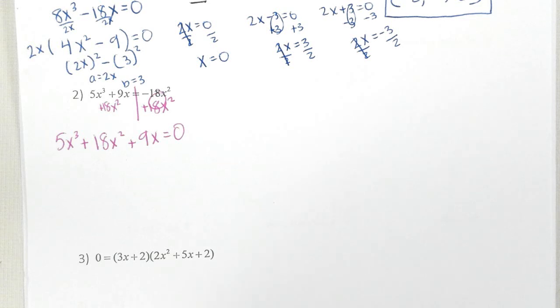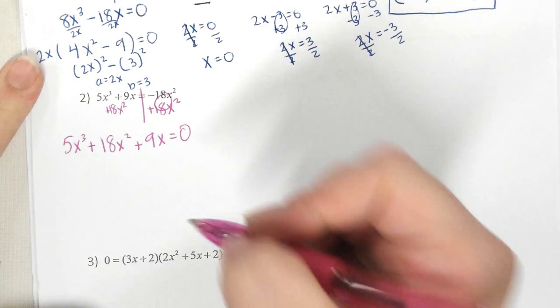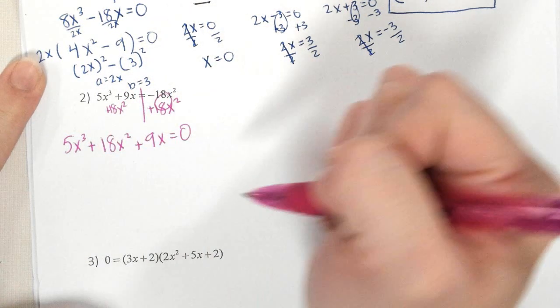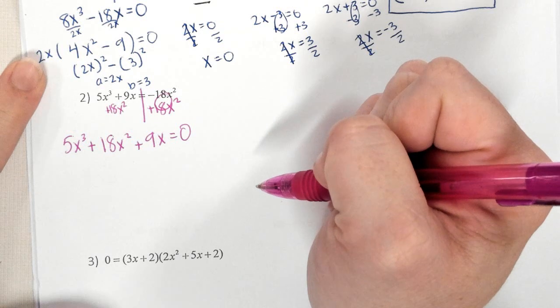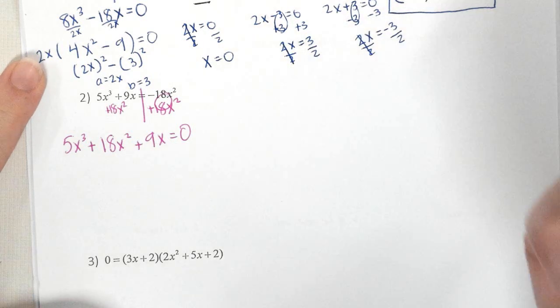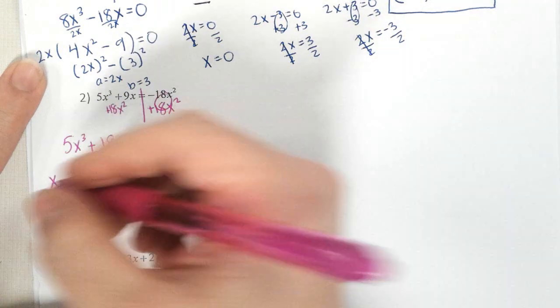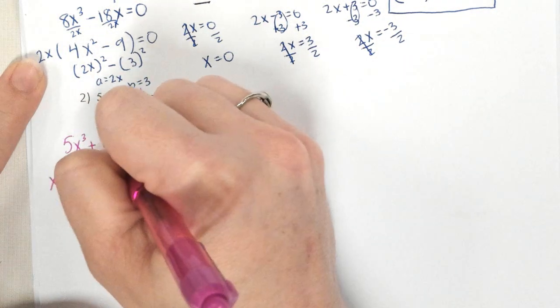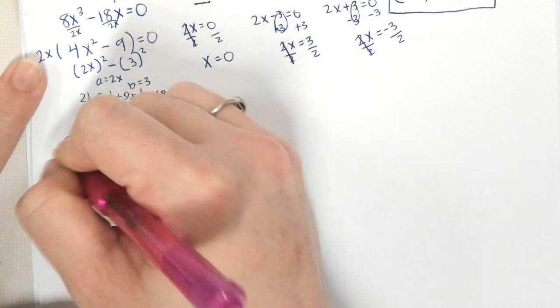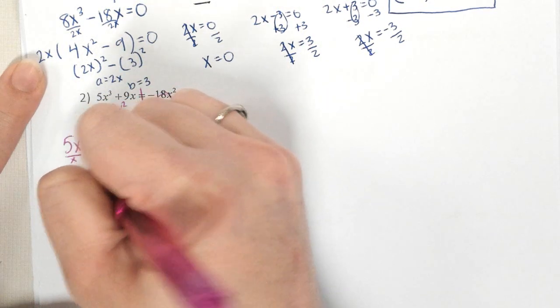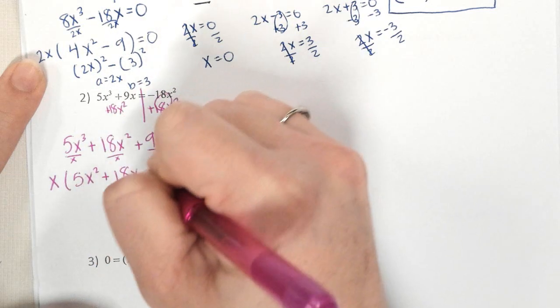Okay, what is my GCF? X. Does it have a number GCF? No, because 5 doesn't go into 18 or 9, and 5 is prime, so the only other number that goes into 5 is 1, and it's not worth taking out a 1. Technically, we are taking out a 1x, so we're already doing that. So when I take out an x, they all just have 1x less, so that becomes 5x squared plus 18x plus 9.